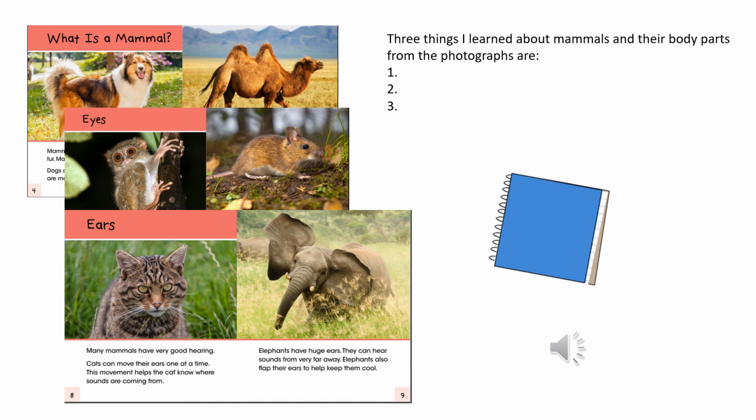Now, you will write in your notebook 3 things you learned about mammals and their body parts from the photographs. So one thing I might write is that mammals have eyes on the sides and front of their head. I can see that in the photograph of the tarsier and the mouse. Now you write your own 3 pieces of information or key details that you learned from the photographs.